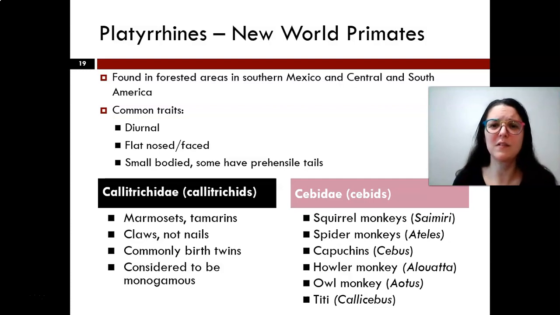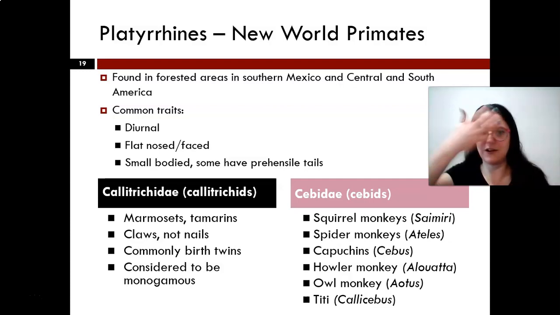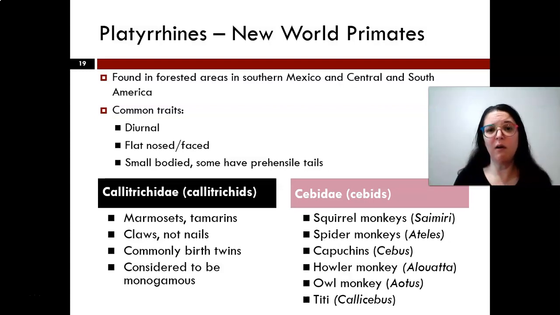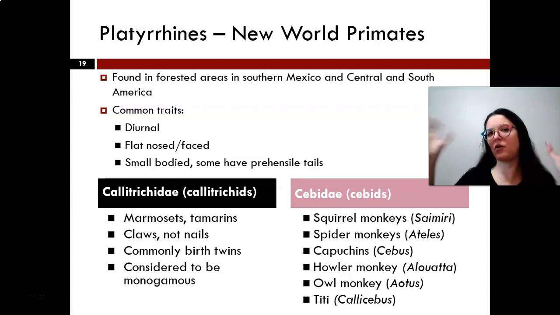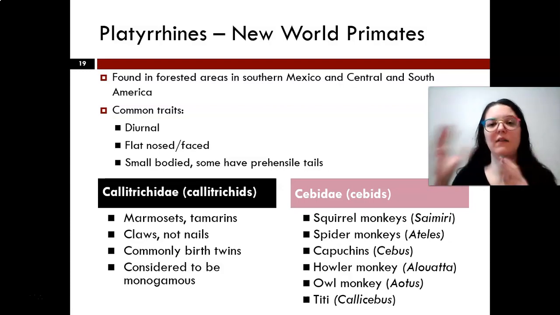So what are some common traits of these New World primates? Diurnal, again active during the day, with that flat nose, flat face. Overall, they're smaller bodied compared to what we see with Old World primates in general. They fall into two major groups, the callitrichids and the cebids. This is where the distinction is not as critical, so I want you to focus on the macro-level understanding of how they're divided.